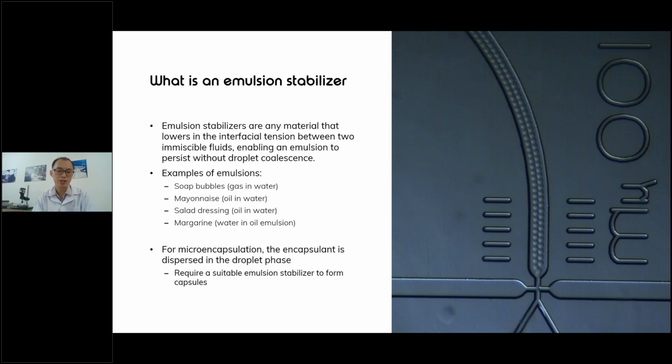For specific applications like microencapsulation, the encapsulant is dispersed in the droplet phase, so it requires a suitable emulsion stabilizer to form the capsule as well.